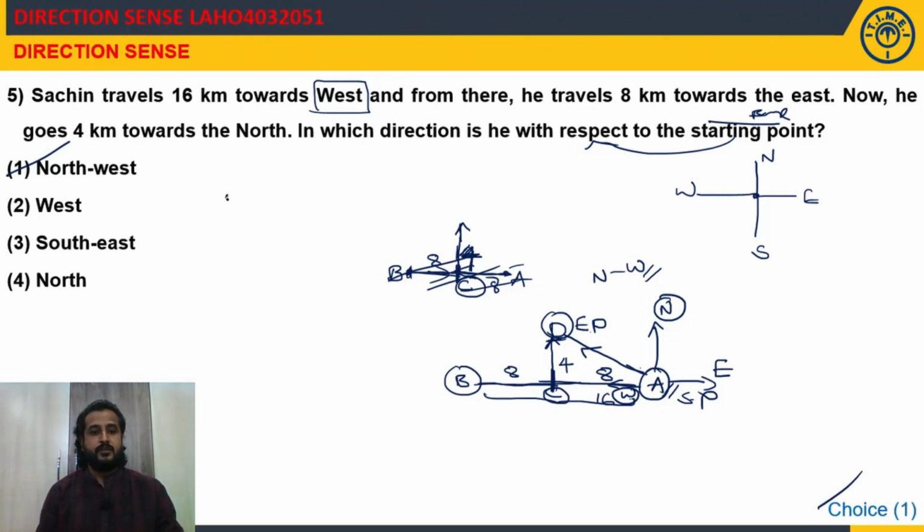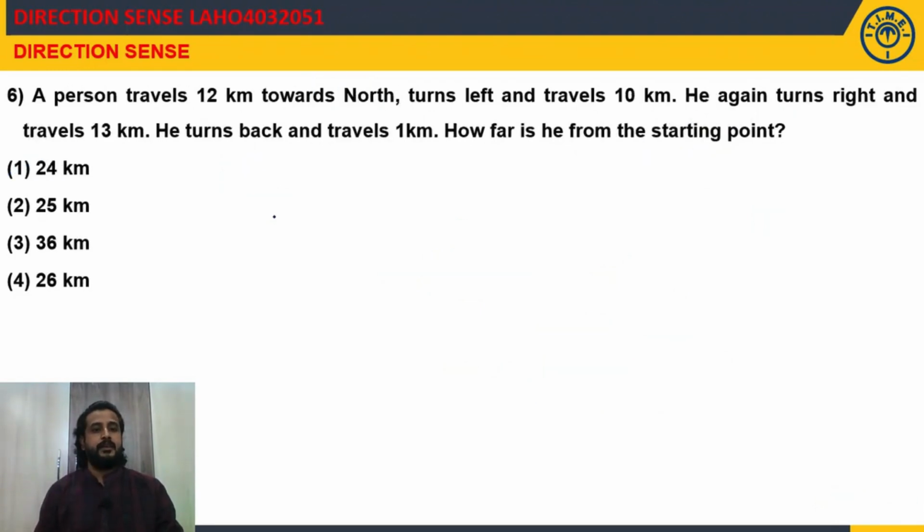Remember that with respect to one point, always the right hand side is east, left hand side is west, upwards is north and downwards is south on a paper. This is how we decide the directions. Next. See question number 6.